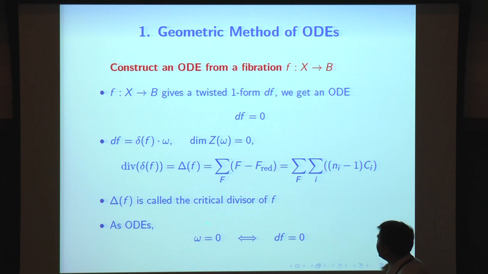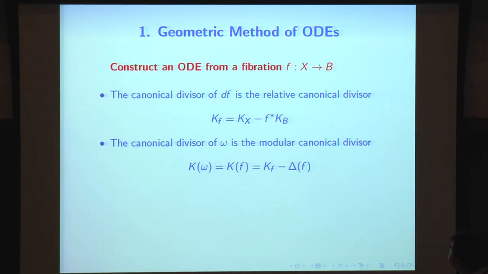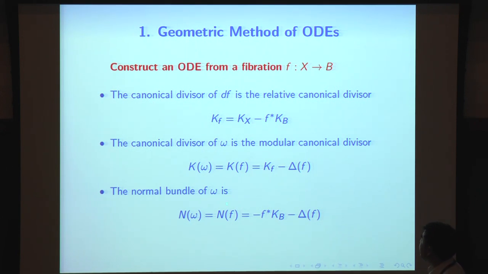So as an ODE, this one is exactly this one. But as sections, they are different. But as an ODE, they are the same. Okay, for this vibration, the corresponding ODE, the canonical divisor corresponding to this differential form is just the relative canonical divisor. For this one, the corresponding canonical divisor is exactly the modular canonical divisor. So this means this one minus the critical divisor of the vibration. So the normal bundle is the normal bundle of the vibration defined by this. It's very easy to compute.